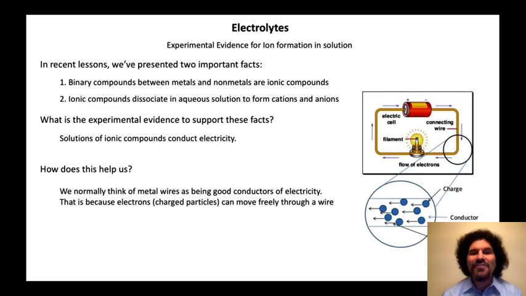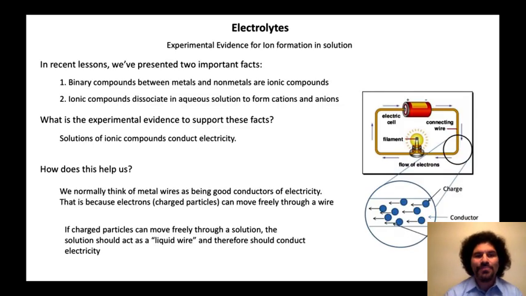Well, we normally think of metal wires as being good conductors of electricity, and shown on the right is a diagram of a battery connected to a light bulb by wires. And the reason why they can conduct electricity, if you look at the blow-up of the cross-section of the wire, is that electrons, which are of course charged particles, can move freely through the wire. So they can be carried from the battery to the light bulb. So if charged particles can move freely through a solution, the solution should act as a liquid wire and therefore should be able to conduct electricity.